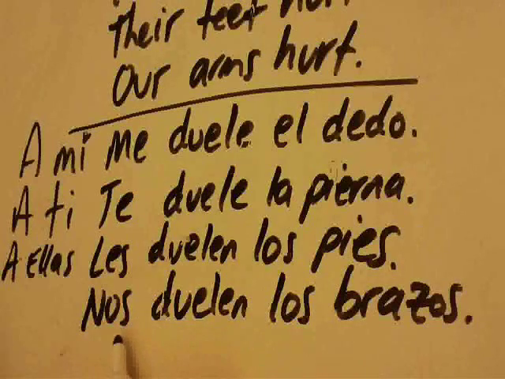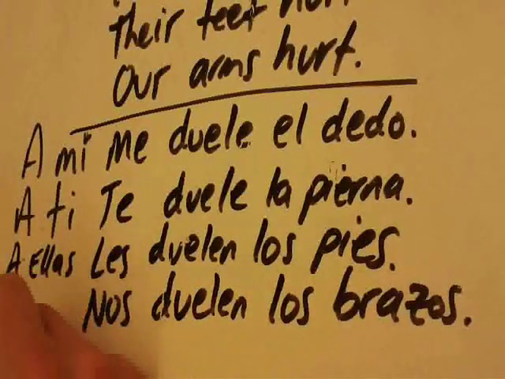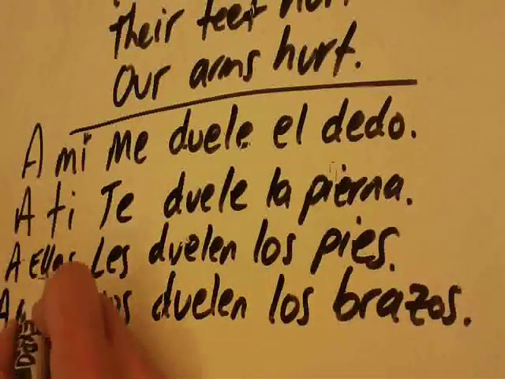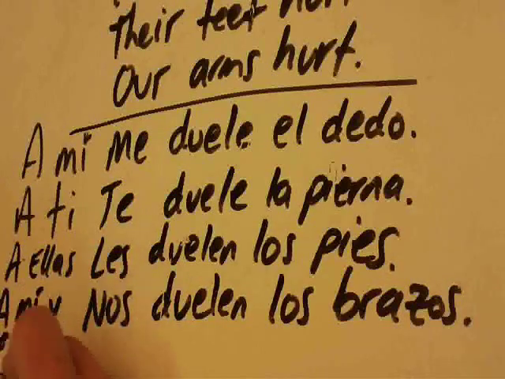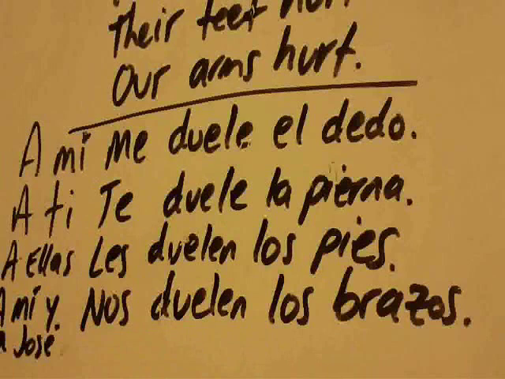Same with this one. We know that it's a group of people saying our arms hurt, but if we don't know exactly who, I could say, me y Jose. So Jose and I, our arms hurt. So you can specify in front, if you need to, who it is that's in pain.